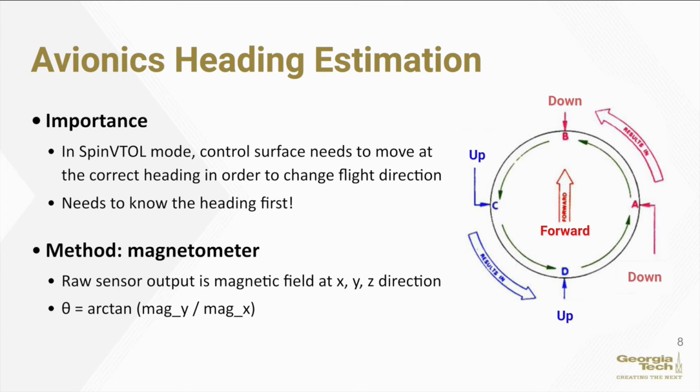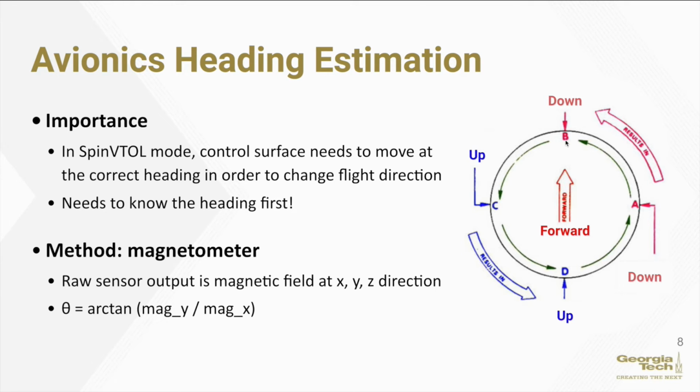Let's start with our validation process of our heading estimation algorithm. Heading estimation is very important because the first step for accurate control is accurate heading estimation. For example, in the SpinVTOL mode, if we want our aircraft to move forward, we'll need to provide an upward force by moving the flap at locations C and D as shown on the screen, and we'll need to apply a downward force at positions A and B.